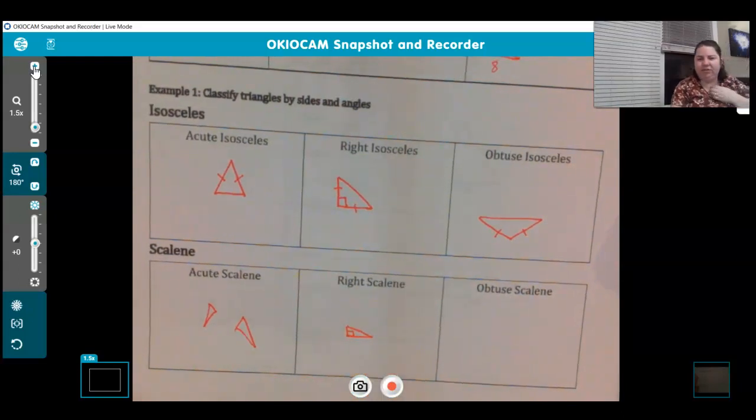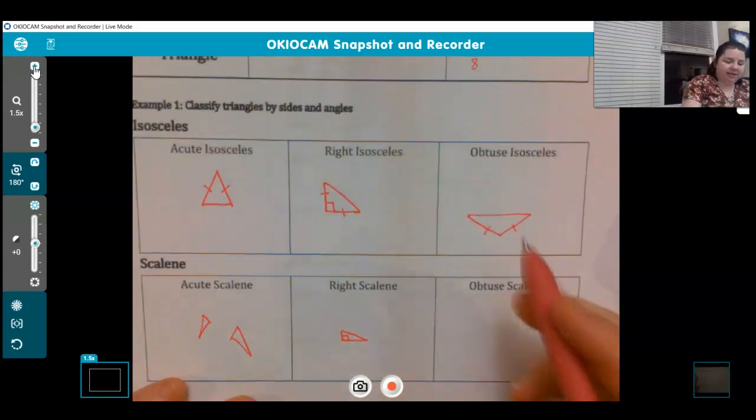I don't know why when I draw scalene, I apparently draw small. I apologize. That would be a right scalene triangle. I have a right angle. I can sit right down. That's what that little box means. And I have no congruent sides.